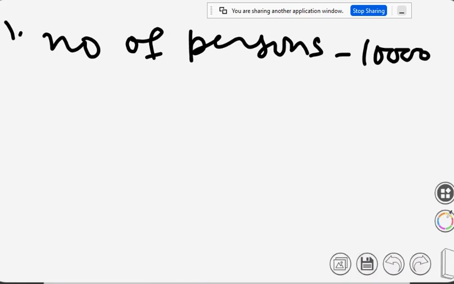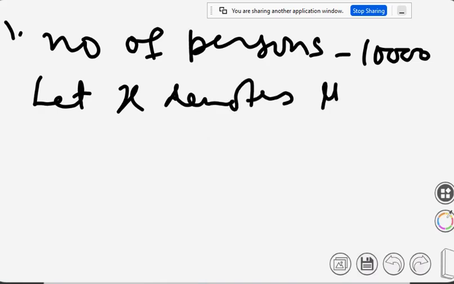To be normally distributed. So please write along with me. Let X denote the income. X denotes the income of those 10,000 persons, normally distributed with mean rupees 1750 per month and standard deviation rupees 50.